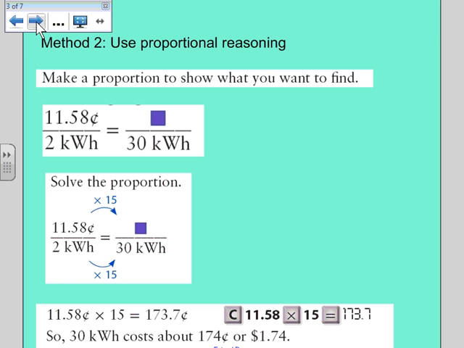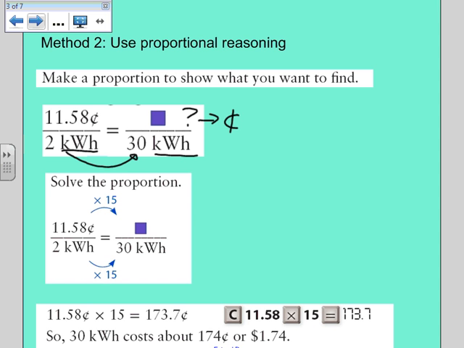The other way, which some of you may find easier for some problems, is method 2, using proportional reasoning. So if you know that 2 kilowatts equals 30 kilowatts because you match the units, so both units are on the bottom, so what would be up here? This would be cents.